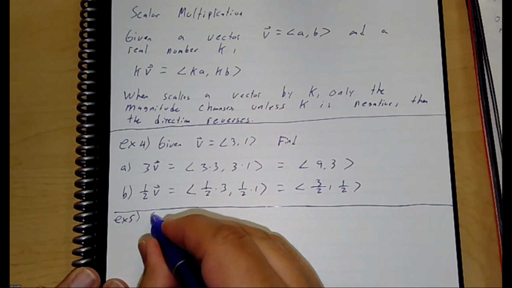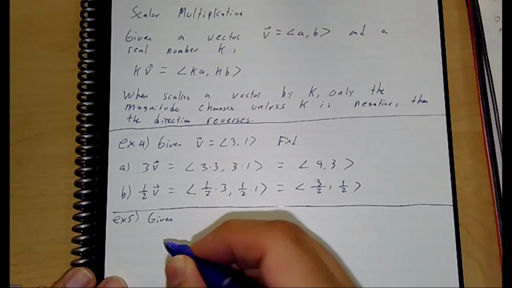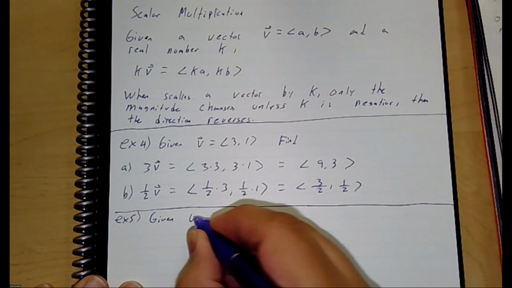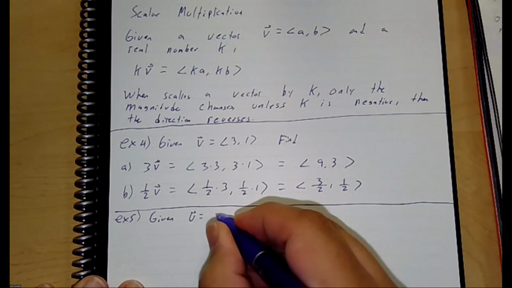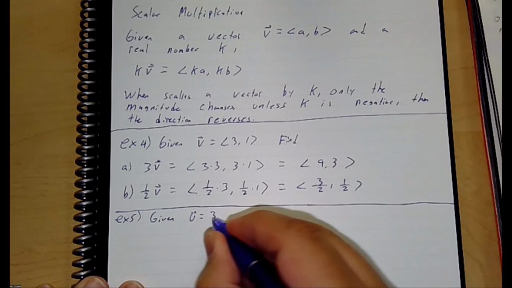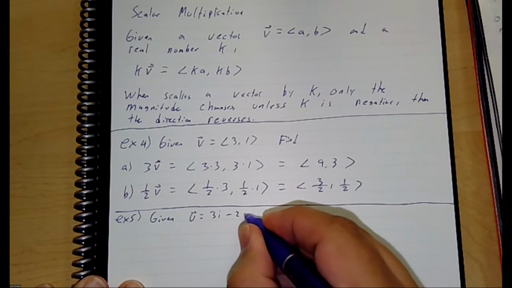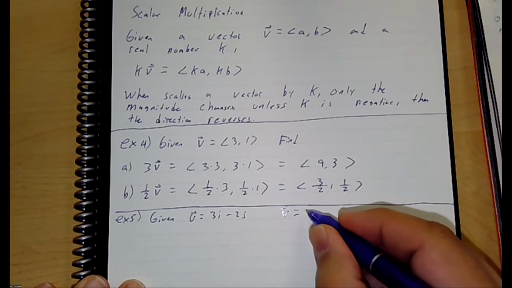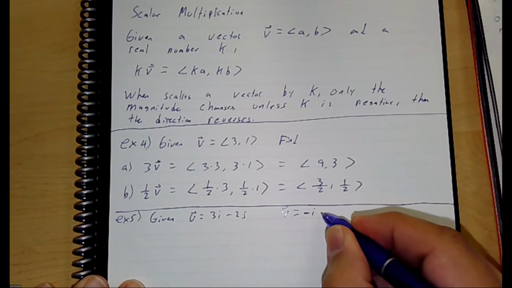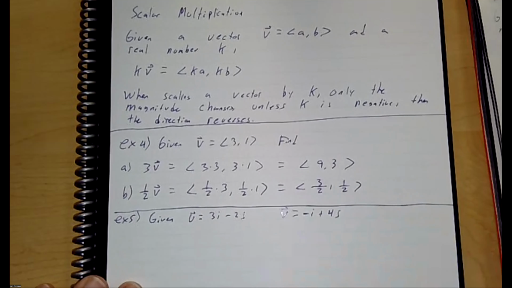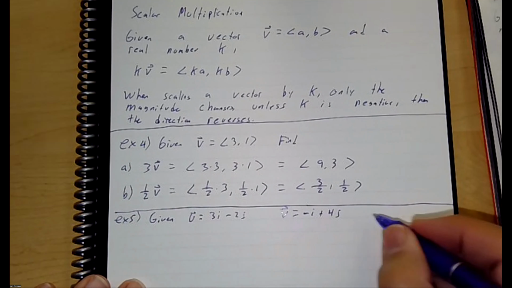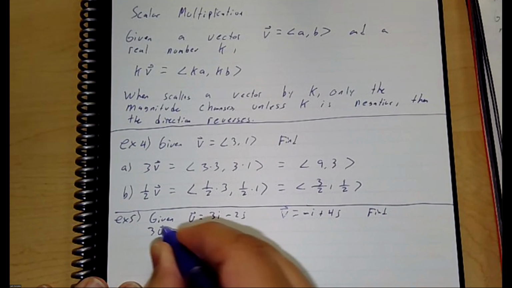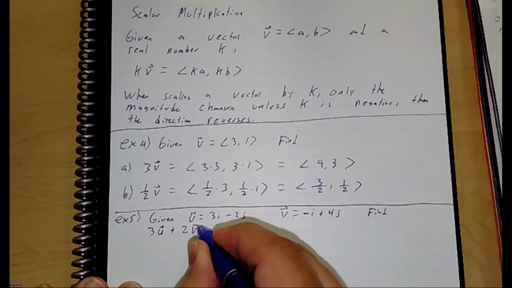You can also add vectors while you scale them. So given a u equal to, this time I'm going to use the other notation, 3i minus 2j. I'm using it for no reason. And v equal to -i plus 4j. Find 3u plus 2v.